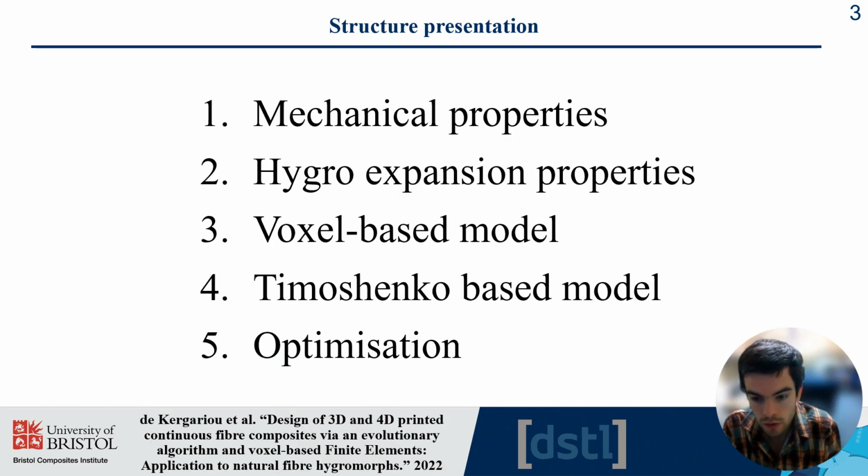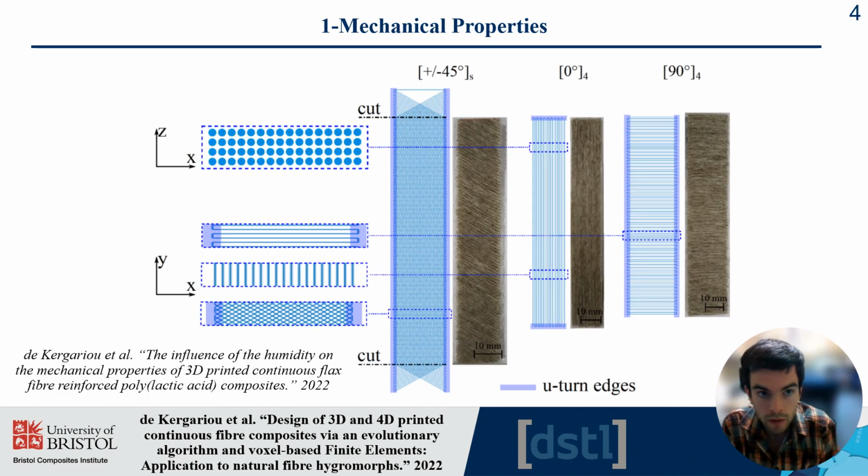In this presentation, most of which has been published in the paper with the same name, we're going to first discuss the measurement of mechanical properties, then the measurement of hygroexpansion properties, the voxel-based model itself, how we use a Timoshenko-based model in order to assess the quality of our model, and last, how we integrated this model into an optimization loop. In order to model the structures that we want to model, you need different properties, such as the shear and Young's modulus.